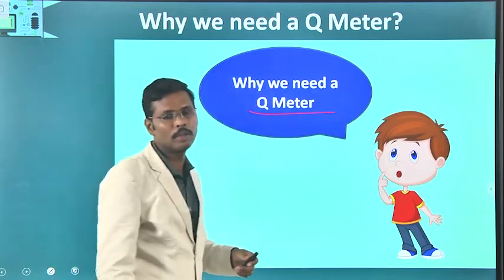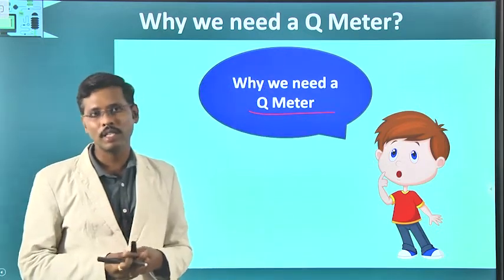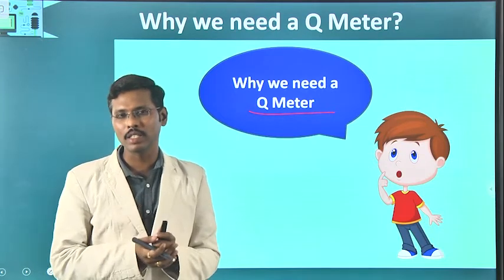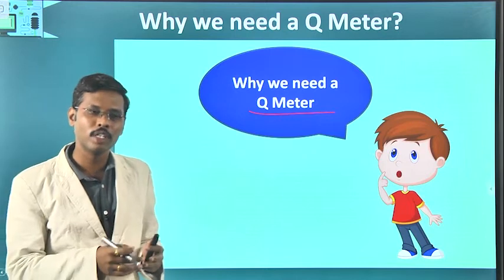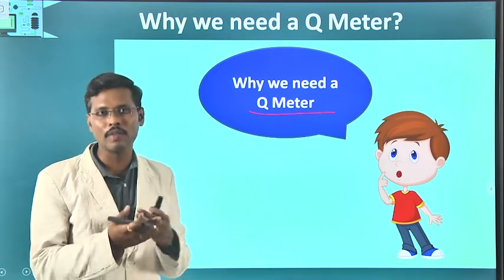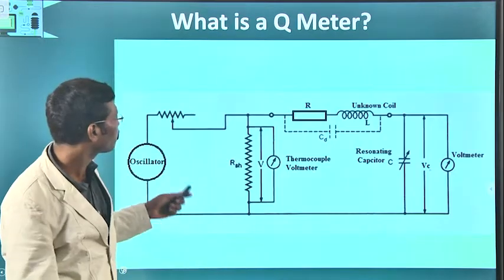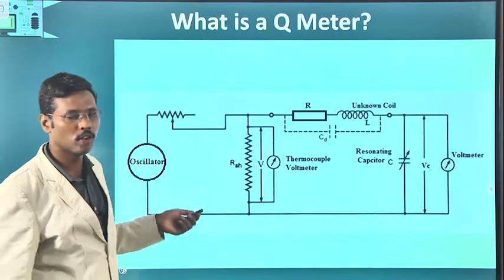The Q meter is used for the measurement of quality factor, generally of inducting coils, and it can also be used for the measurement of small values of capacitors or the bandwidth of the equipment.